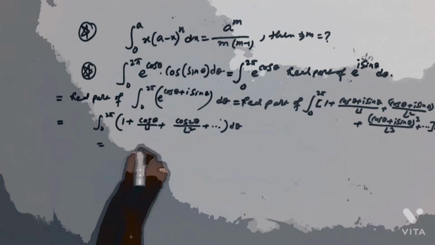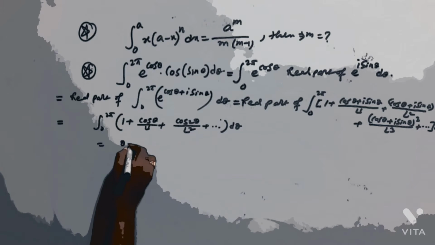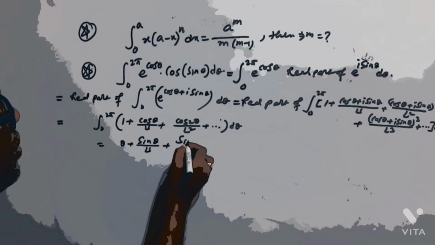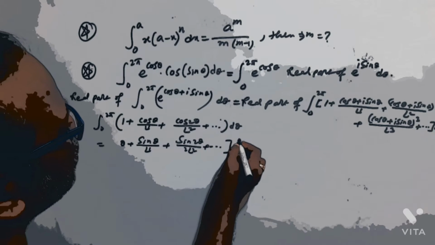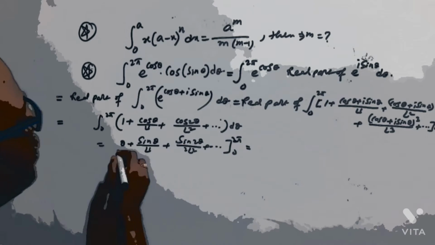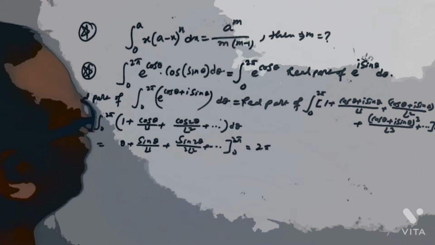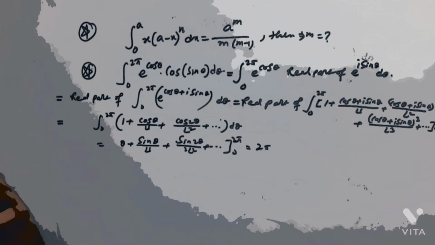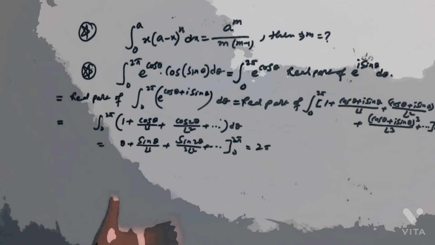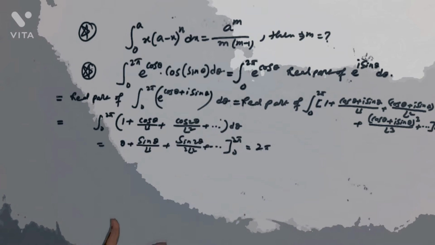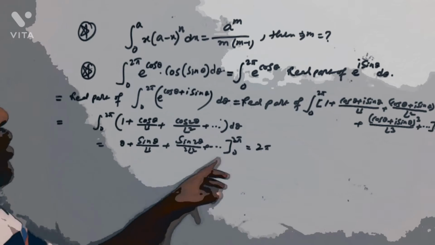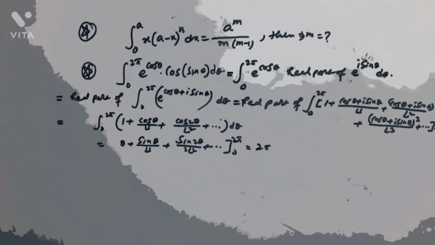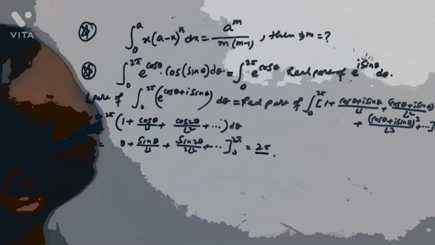This is real. So if we integrate, we get θ plus sin θ by factorial 1, sin 2θ by 2 factorial 2, and so on, from 0 to 2π. If we substitute the upper limit, we get 2π, and all the remaining terms are 0, as they are sines of angles that are multiples of π, like 2π, 4π. If we put the lower limit, we get all zeros, so the answer is 2π.